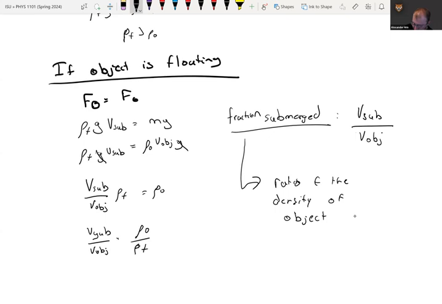Okay, so you can get the ratio of the volume submerged to the total volume of the object by taking the ratio of the two densities, of the object to the fluid. So if you have one of those fraction submerged problems, this is how you could find that.